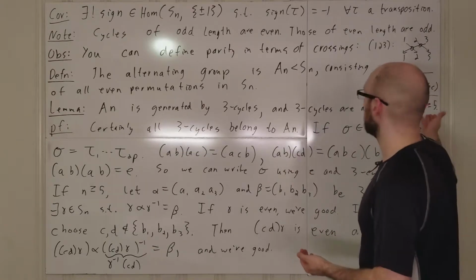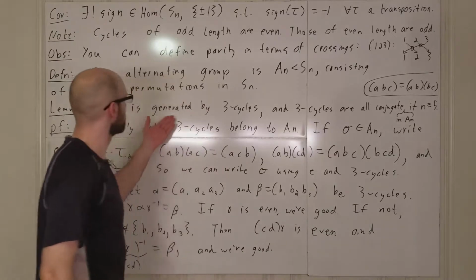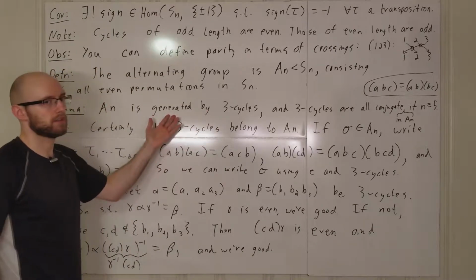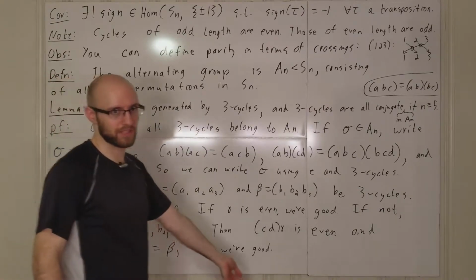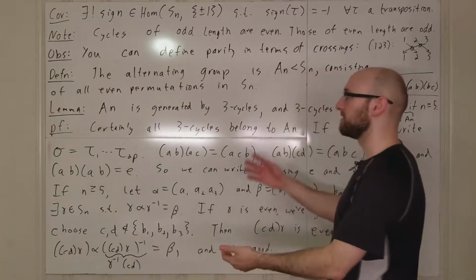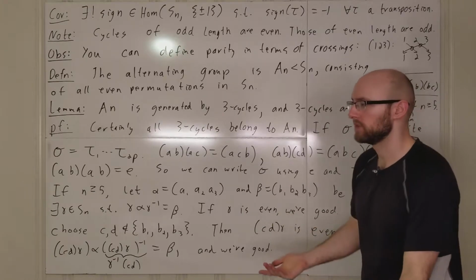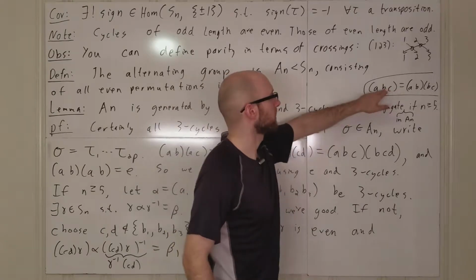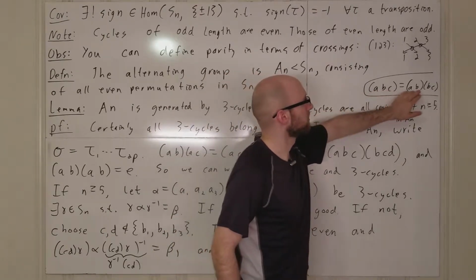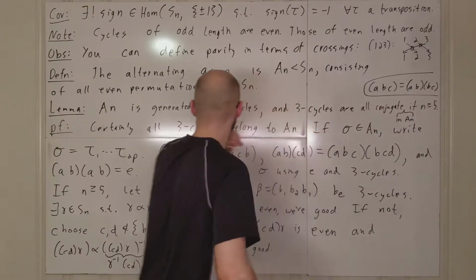Okay, so I said n is greater than or equal to 5 over here. Here, you need a restriction on n as well, and you need n to be greater than or equal to 3, and I'll leave that as an exercise for you. So to prove this, we first prove the first statement. Certainly all 3-cycles belong to A_n. Because of this, we can write any 3-cycle as a product of transpositions in this manner.